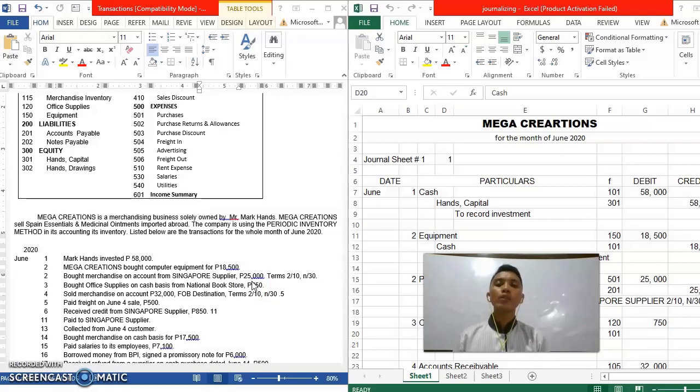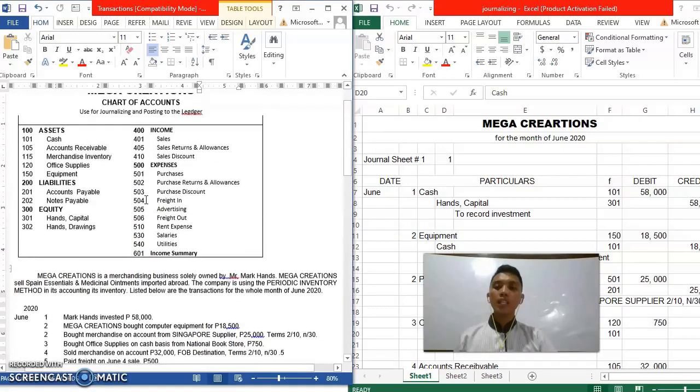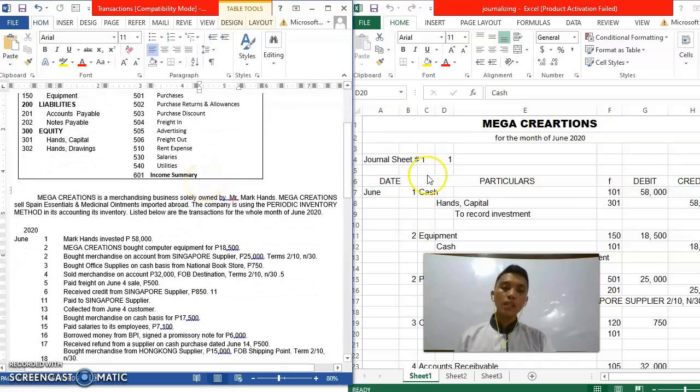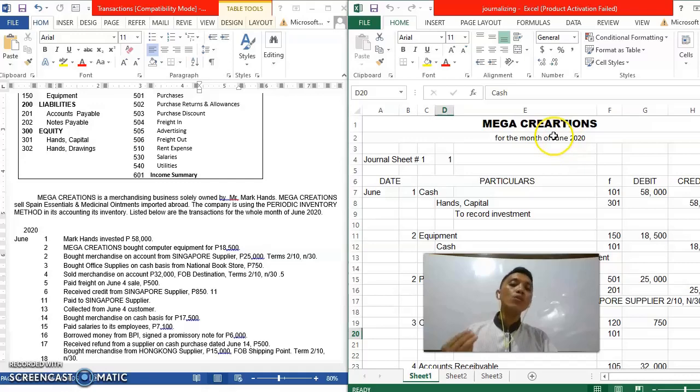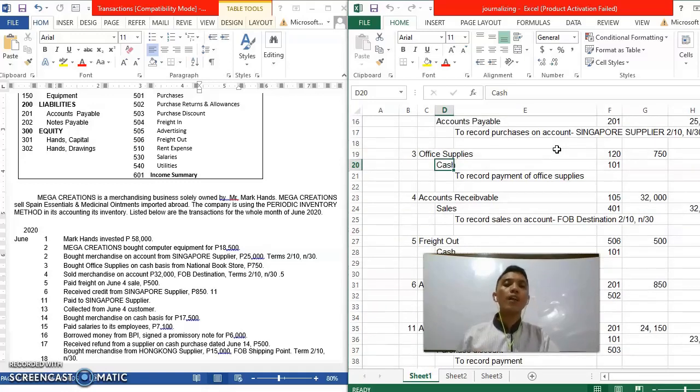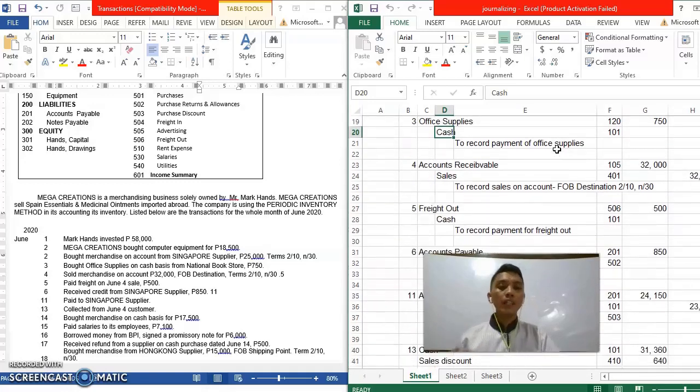This time, I am going to have my skills demonstration for journalizing entries for bookkeeping. Now, I have already shared my screen. I have the Mega Creations chart of accounts and the transaction statements below. I have also prepared the partial part of the journalizing, and I hope I can finish the journalizing for the entire 10 minutes.